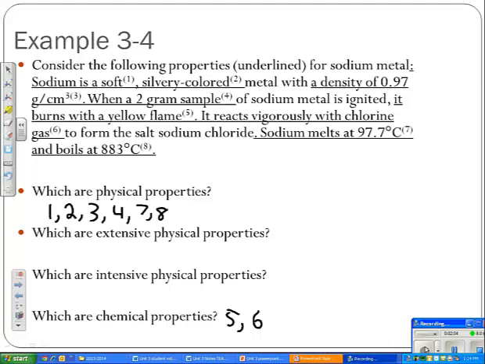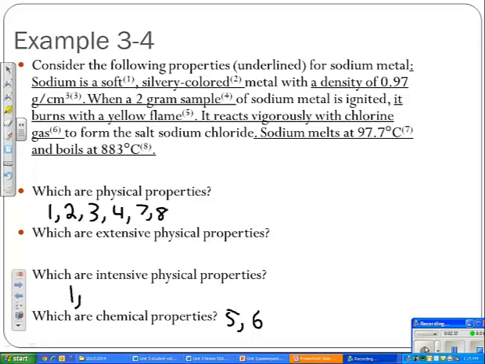So now we're going to go into extensive and intensive. Now keep in mind these are extensive and intensive physical properties. Chemical properties we generally don't separate as intensive and extensive. So we're not going to include number 5 and 6 when we go through extensive and intensive. But let's go through it. Sodium is soft. If I give you 10 pounds of sodium and 50 pounds of sodium, the softness doesn't change. So that's going to not depend on the amount present. So that's going to be an intensive property.